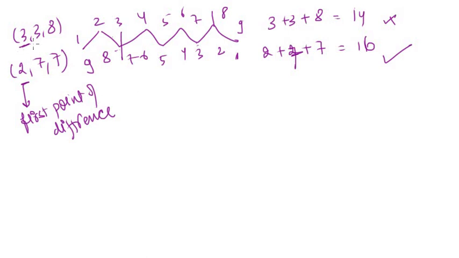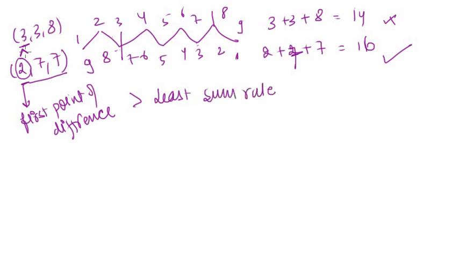We will not look further at which has the least sum and which has more sum. Even if it has more sum, if the first point of difference is there, meaning 2 is less than 3, we will give priority to this. This numbering is not valid, this numbering will be valid. So the first point of difference always dominates over the least sum rule.